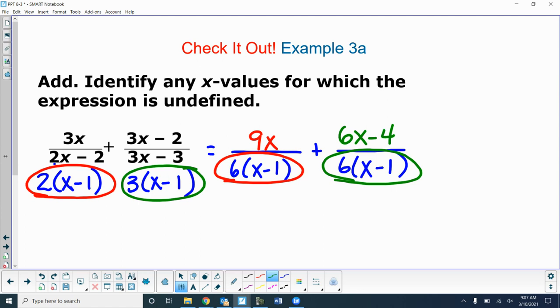Questions? Isn't that the procedure we just talked about? Factor denominators. Whatever shows up as a factor, write it down for the common denominator. Whatever you did to the original denominator, you do to the original numerator when you rewrite your fractions. What's 9 plus 6? 15x.